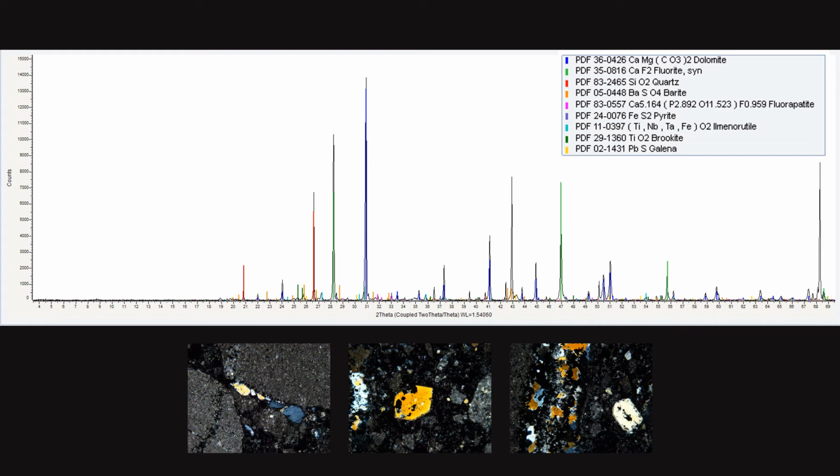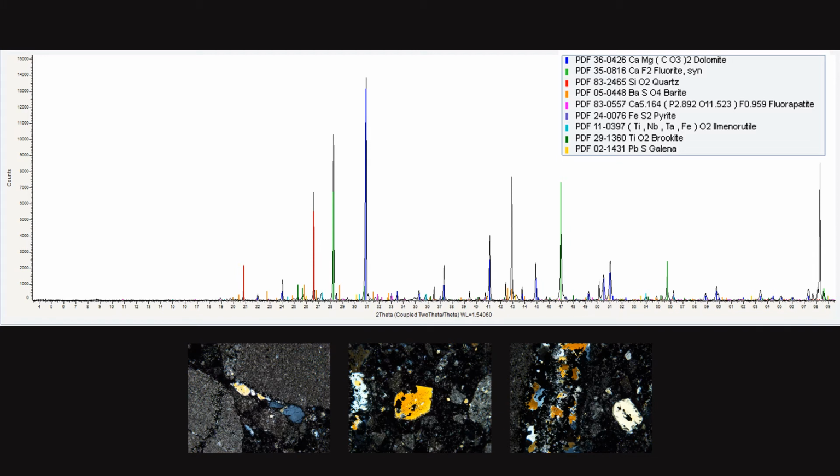Powder X-ray diffraction was also performed on all of the thin sections using a Bruker D8 Advance powder X-ray diffractometer for the purpose of phase identification and a semi-quantitative analysis of those phases. So first off, that data confirmed what we had already been seeing through the microscope, which is that dolomite, fluorite, quartz, and calcite are the dominant phases.